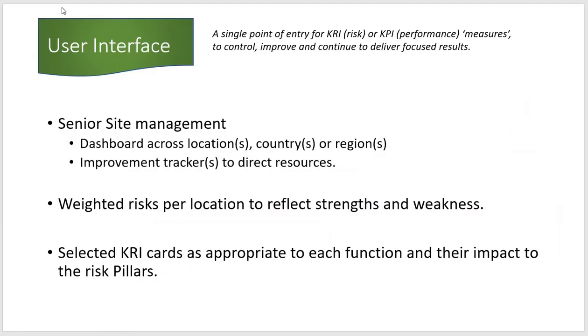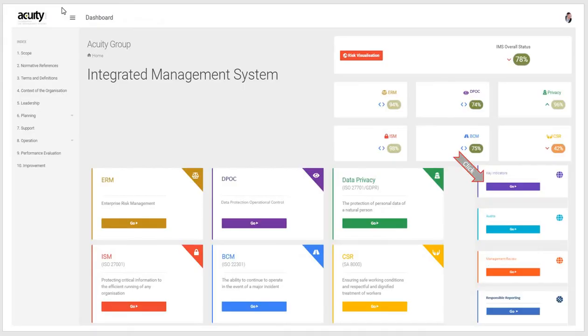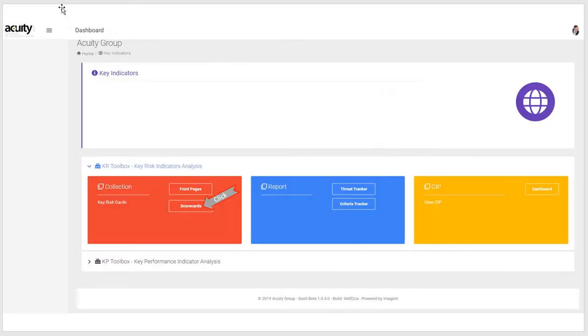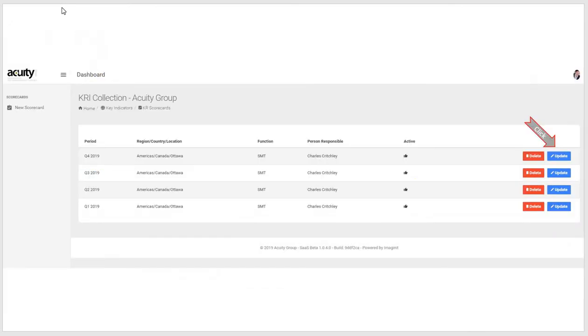So let's go back to the home page. Now we can have a look at the user interface for where the site management can look at their weighted risks and certain KRI cards. So on the right hand side we go into key indicators. Key indicators presents you with scorecards first of all, and in the scorecards you can look at the cards that you are being asked to complete.